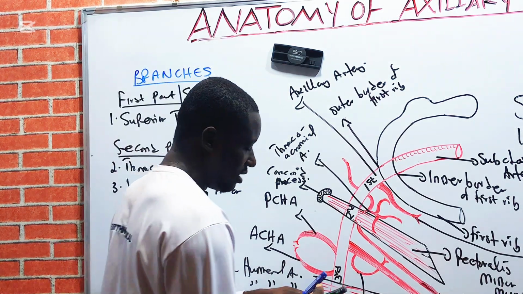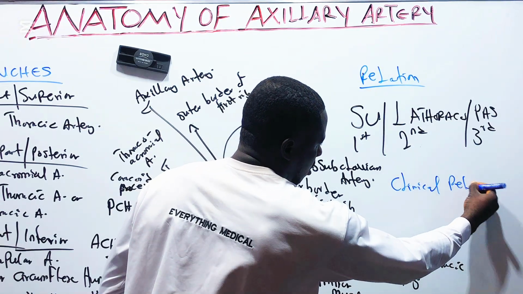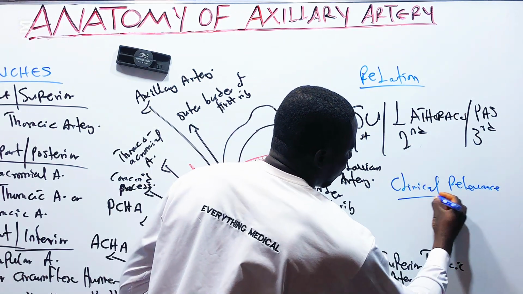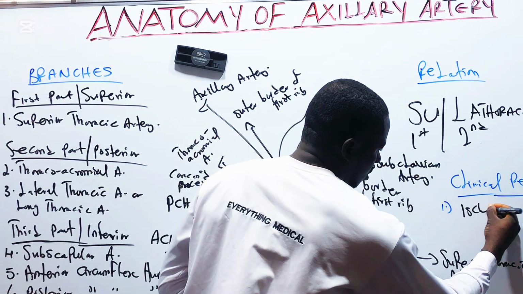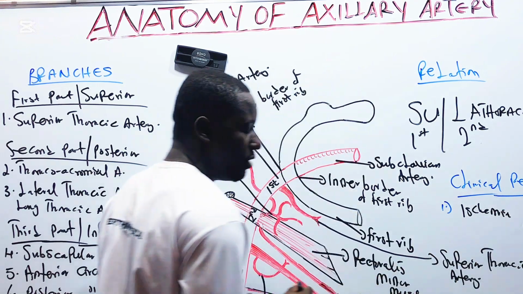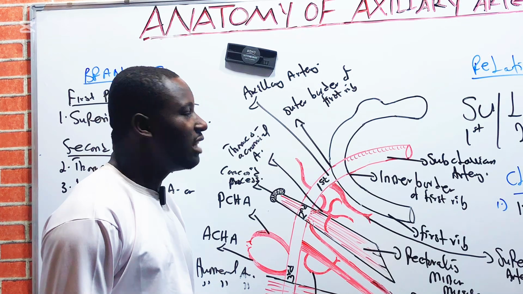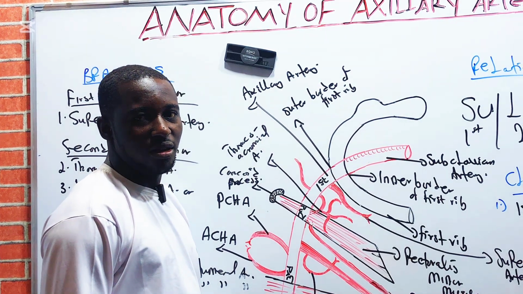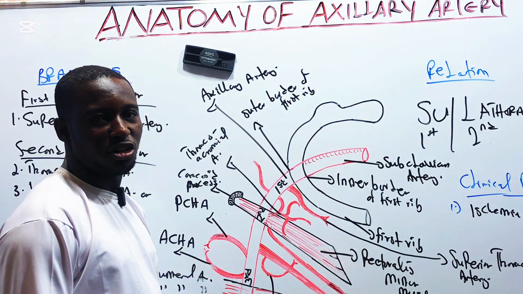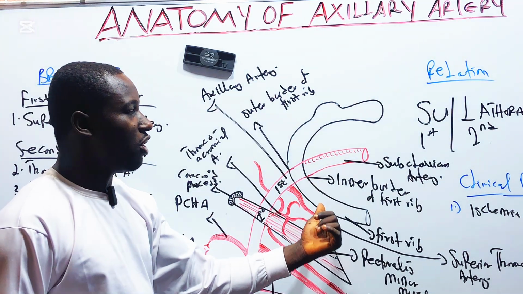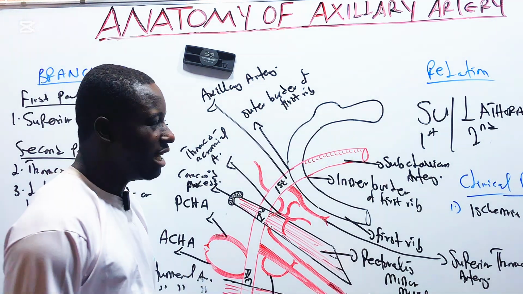the clinical relevance. Number one is ischemia. Ischemia could occur when there is a blockage of the axillary artery, whereby there will be hypoperfusion to the upper limb structures, because there is already a blockage of the axillary artery, which results in what? Ischemic state of that tissue in the upper limb.